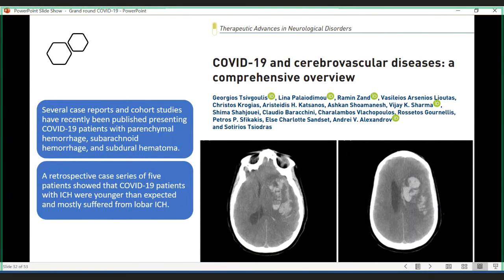Intracranial bleed with COVID-19. Several case reports have reported different types of bleeding, including subarachnoid, subdural, intraparenchymal, and intraventricular bleeding. One retrospective study of 5 patients states that usually the ICH happens in younger than expected patients, and they usually tend to have a large lobar ICH.